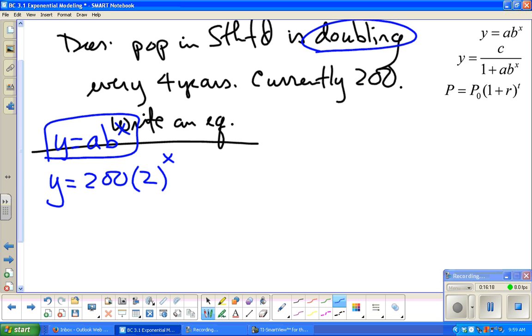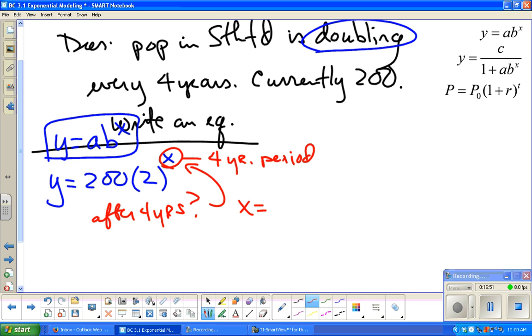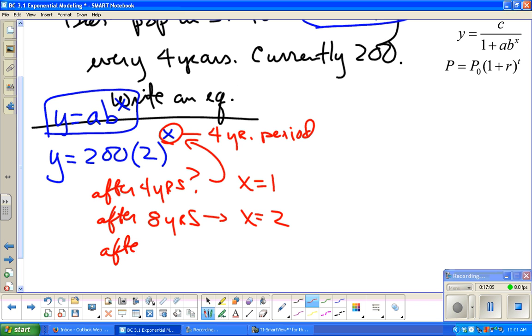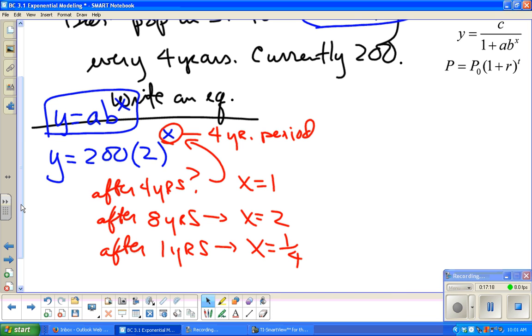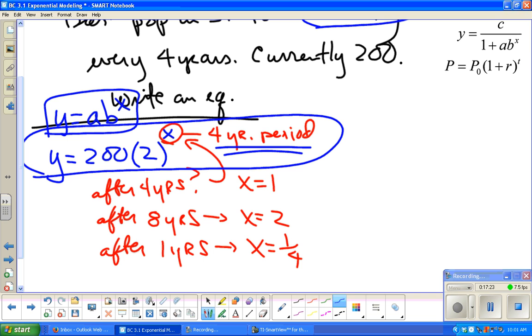Now, there's a little bit of a problem with this. If I write it like that, what does x represent? The way this is written right now, x represents a 4-year period, a 4-year chunk, a 4-year cycle. So if I wanted to say what's the deer population after 4 years, I really put in x equals what? 1, because it's one set of 4 years. If I was really going to say after 8 years, I would put in x equals 2, because that's 2 chunks of 4. If it was really after 1 year, I would put in x equals 1/4.